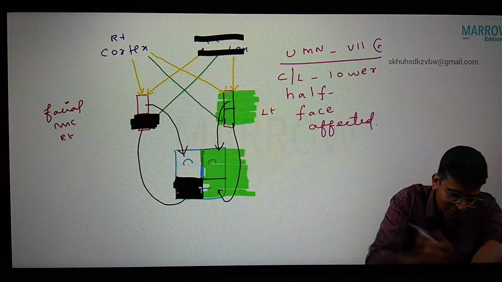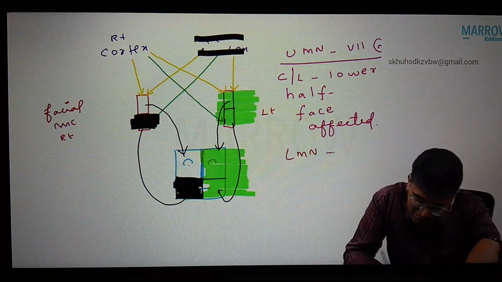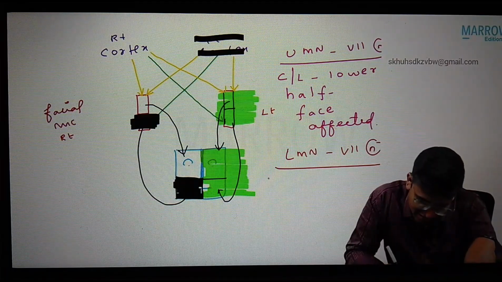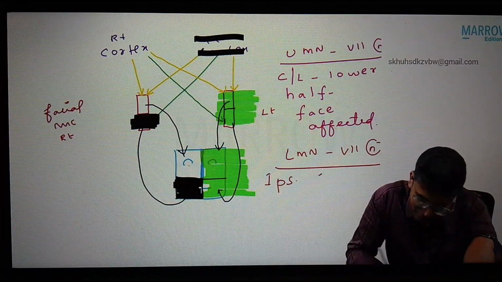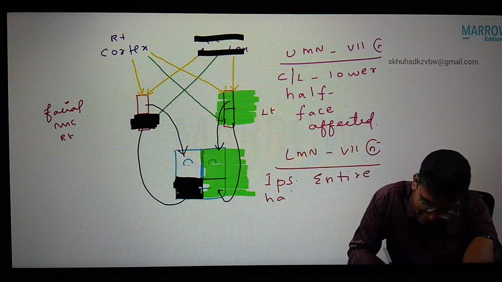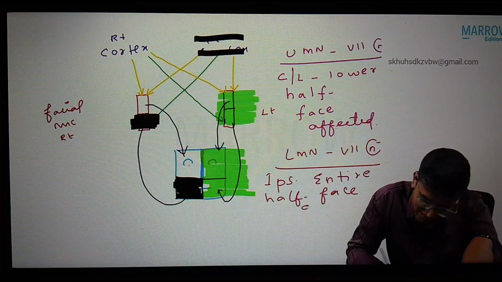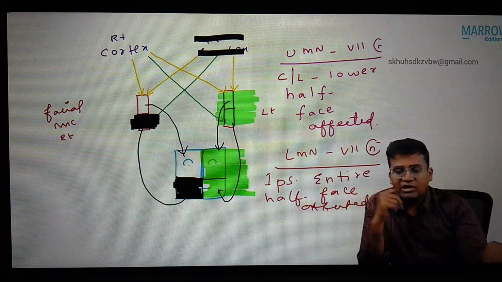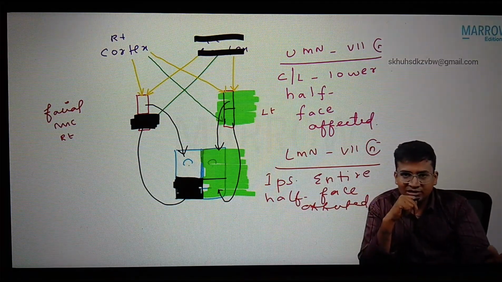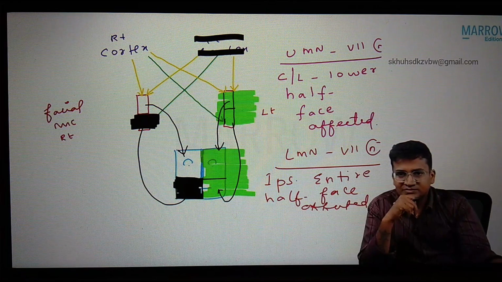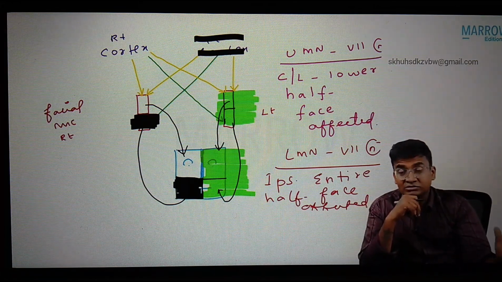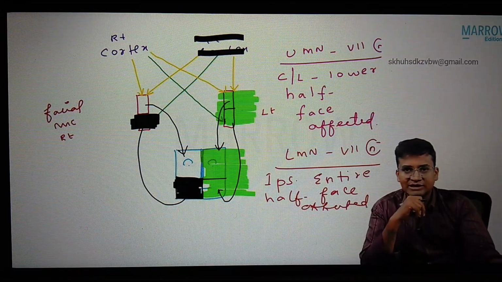Okay. So LMN lesion of the facial nerve. What is the feature? The ipsilateral side, the entire half of the face is affected. Clear? Shall we proceed? Yes. Now this is about the UMN and LMN lesion of facial nerve. Very important. You may get this in the exam.